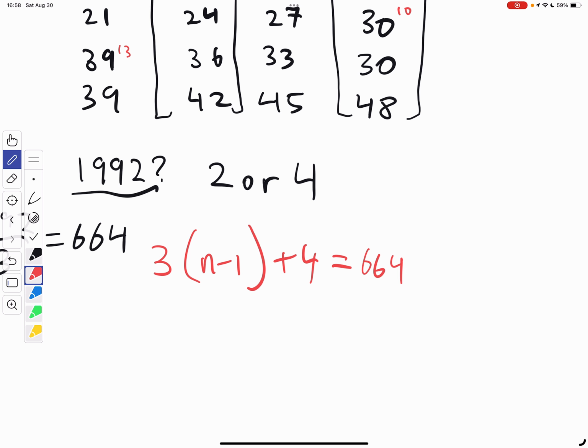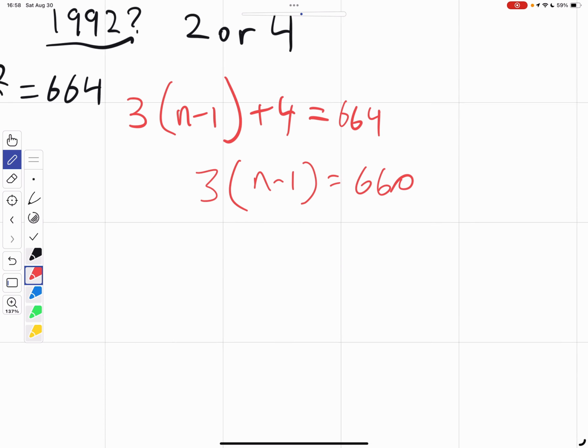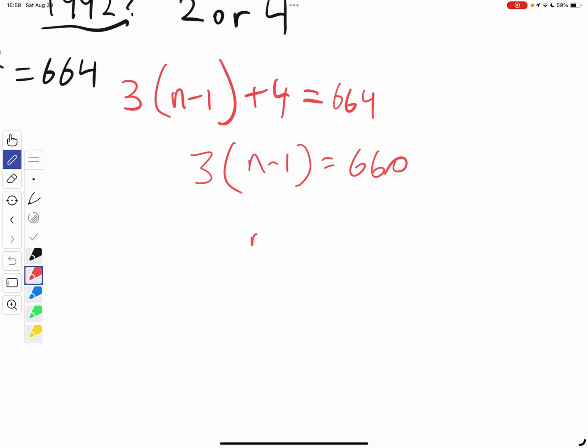Simply, all we have to do now is, of course, minus 4 on both sides. Yes. 3 times n minus 1 is equal to 660. Next, divide by 3. N minus 1 is indeed equal to 660 divided by 3, which is equal to 220. So n is equal to 221.